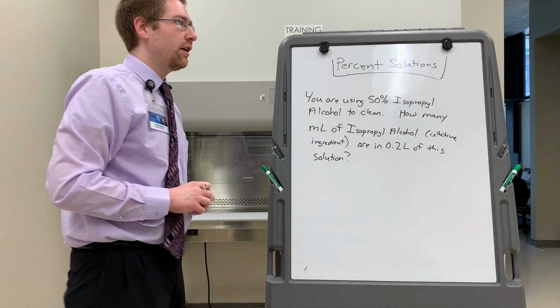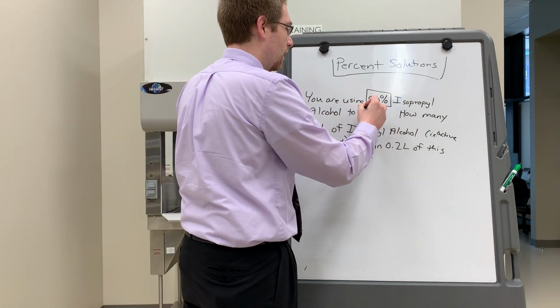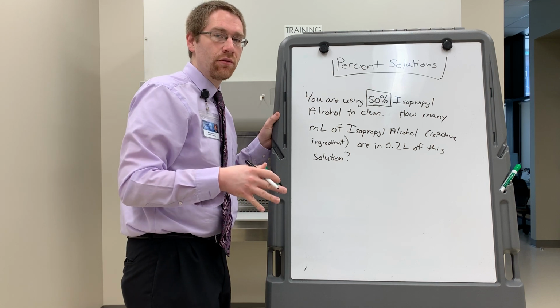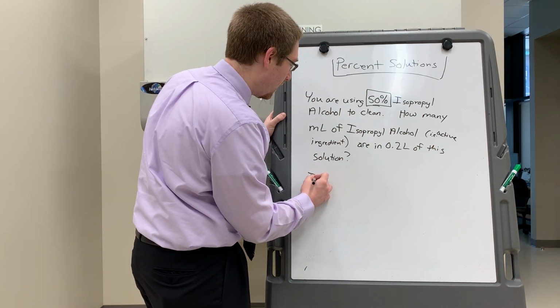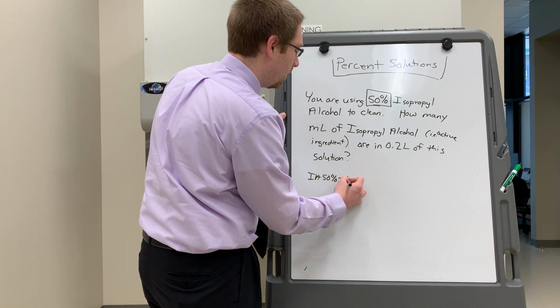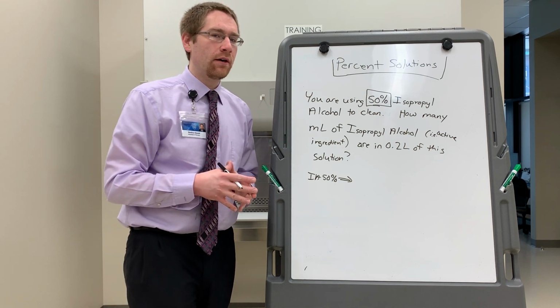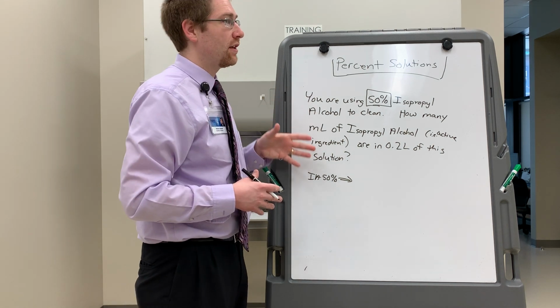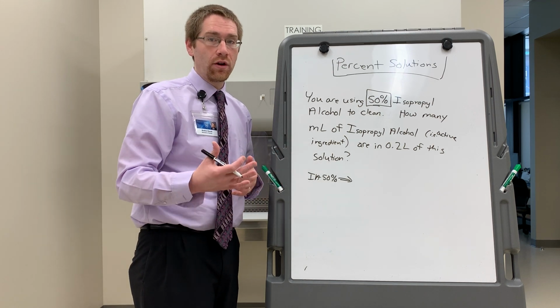Okay, so looking at this particular problem, I would first see the 50% and know I need to convert that into the equivalent either weight to volume or volume to volume. So I'm going to write IA 50%, meaning isopropyl alcohol 50%. Now in all of our previous problems, we did gram to 100 ml. And that's because in the question, it said how many grams or how many milligrams. So we knew we were working with a weight.